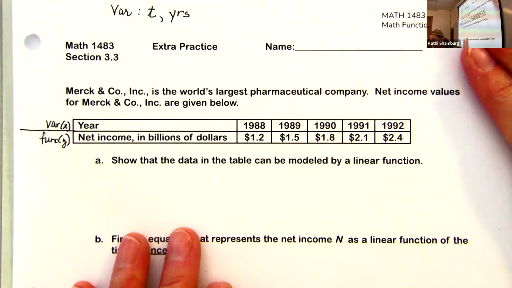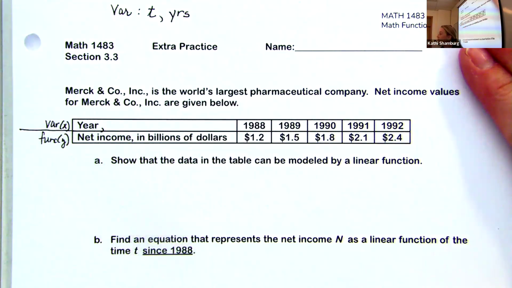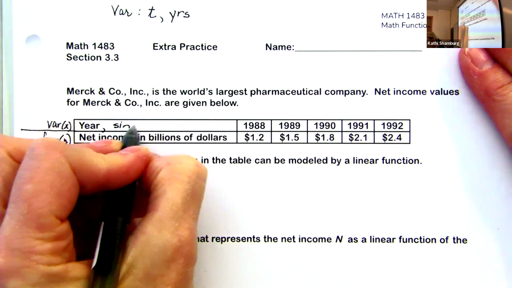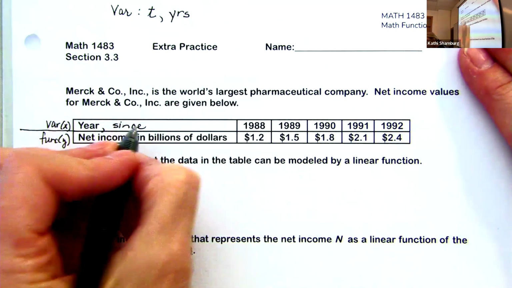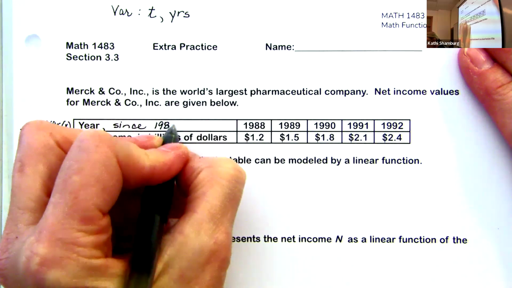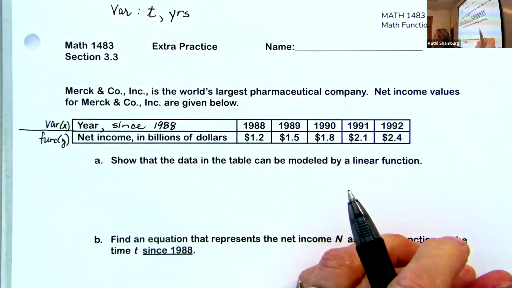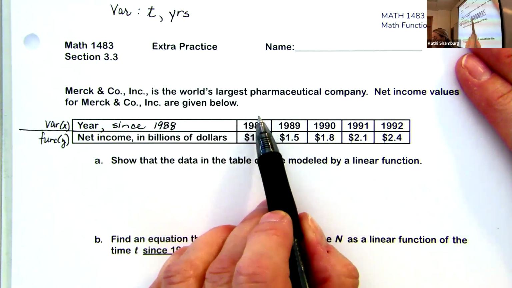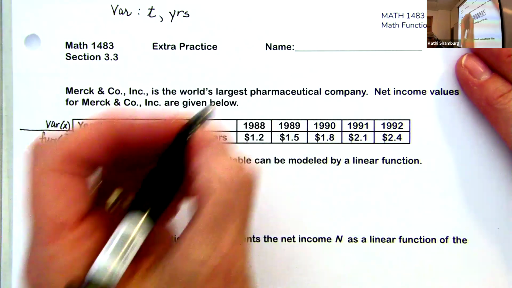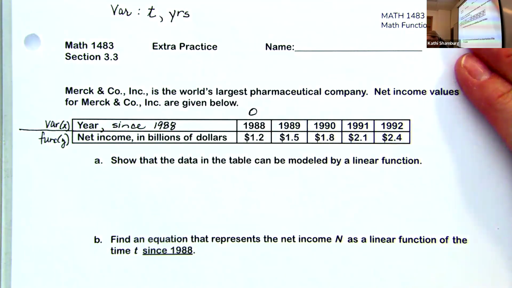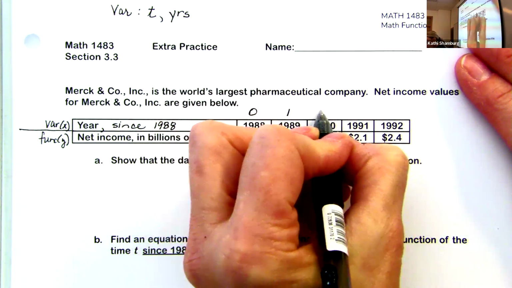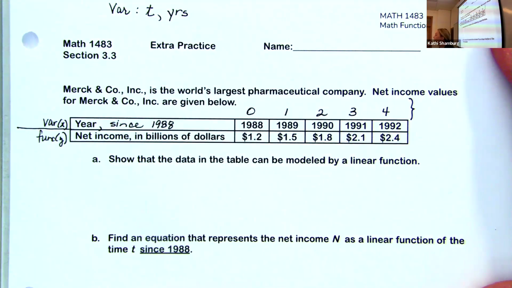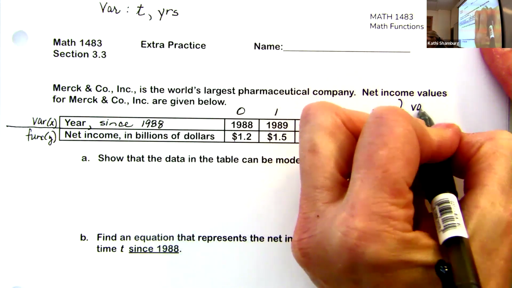So let's look at the table. If we visualize this, this would represent years since when? 1988. So when we do go to our calculator, any calculations we use, we won't use the actual year. What value would go with 1988? 0. This is 0 years since 1988. 1 year, 2 years, 3 years, and 4 years. So these are going to be your variable values that you use.